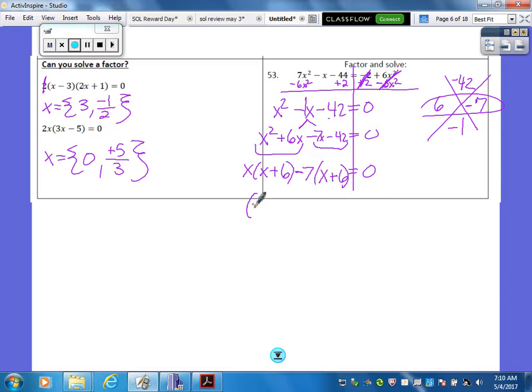So we have two factors here, the insides and the outsides. And all I need to do now is actually solve them, because this one is equal to 0. So what would make my positive 6 equal to 0? A negative 6. What would make my minus 7 equal to 0? A positive 7. And that's all done.